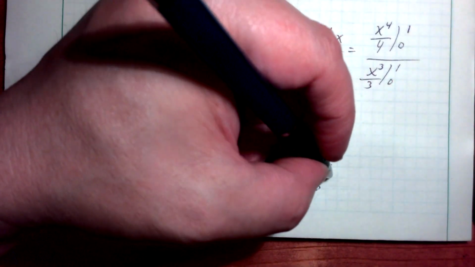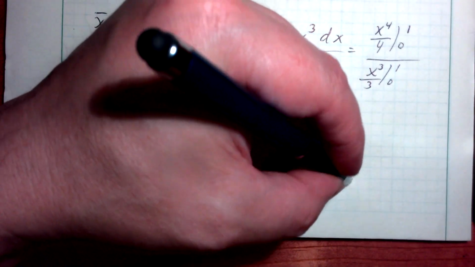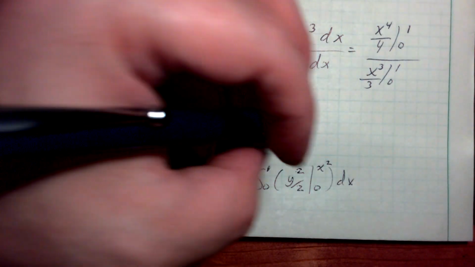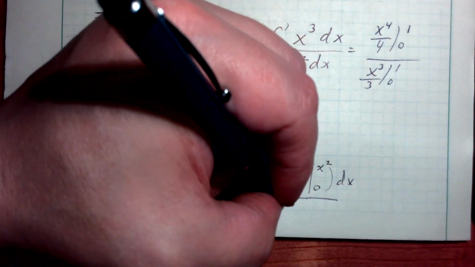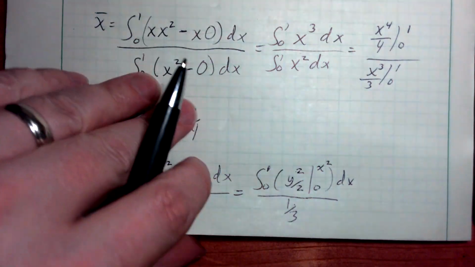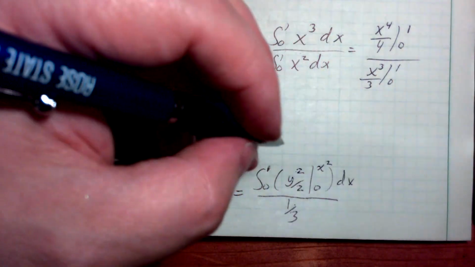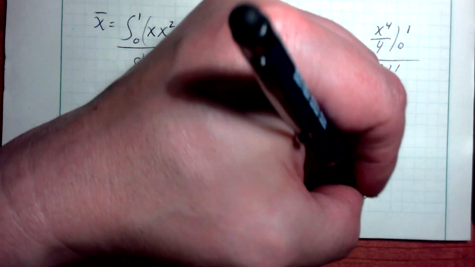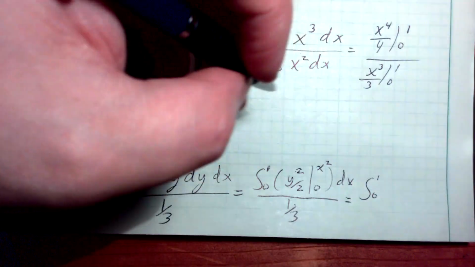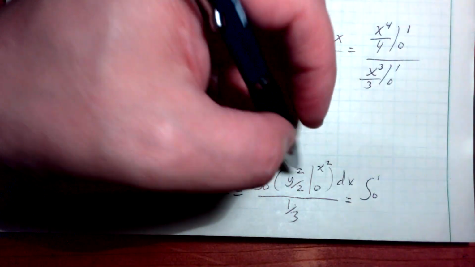And then I still need to do the outside integral, so I still need to integrate with respect to x when I'm done, when I've simplified that. The denominator is still 1/3. So I'm still on top. I'm integrating from 0 to 1. Let's simplify this notation here.